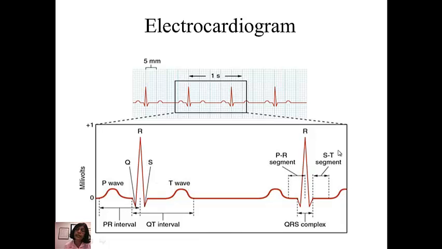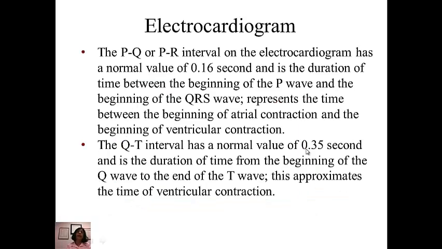And additional details are PR segment and ST segment. These are ways one can actually compare normal ECG to an abnormal ECG to tell where problems exist. So the PR interval takes about 0.16 seconds, and it is the duration of time between the beginning of the P wave and the beginning of the QRS wave.